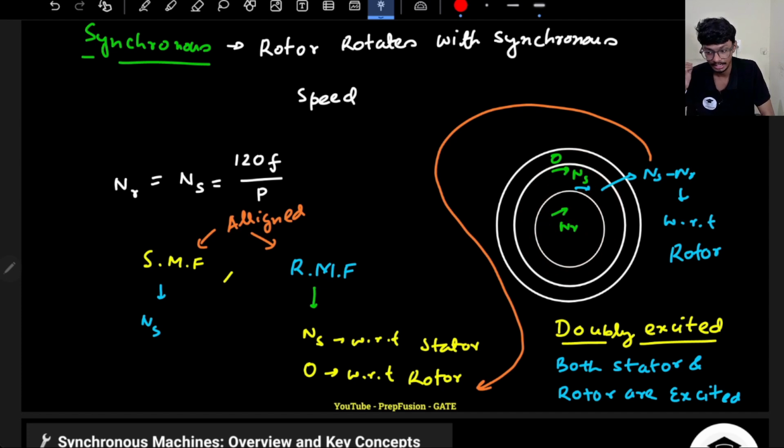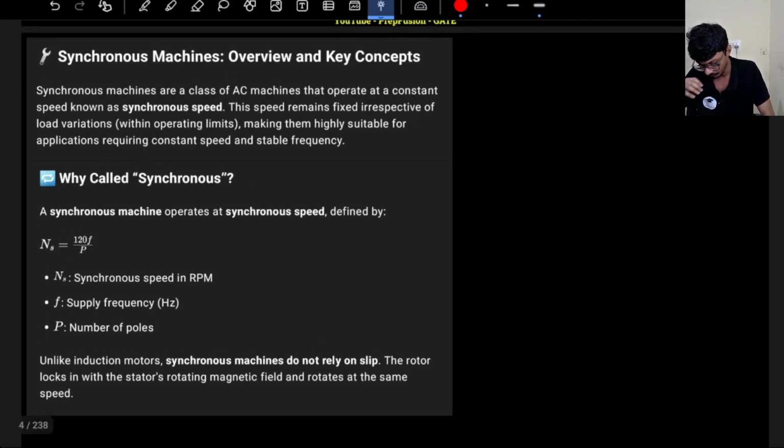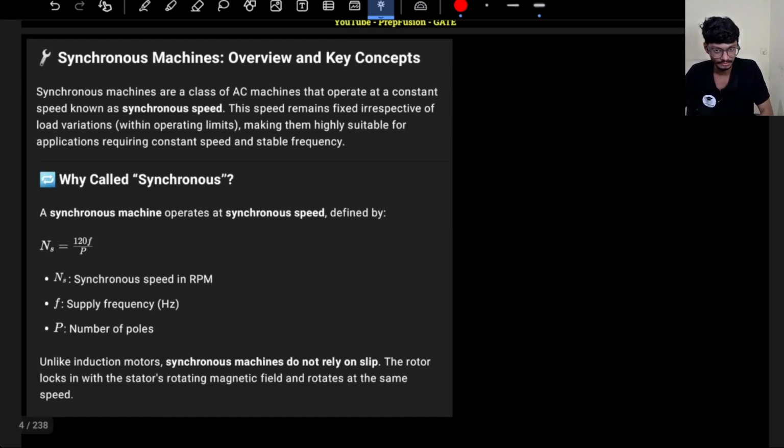In about 8 to 10 minutes, I have explained the basic working principle of the synchronous machine. Of course, we will dive deeper into it. Whatever I am explaining, the same thing is written over here. Synchronous machines are a class of AC machines, same as the induction motor, that operate at a constant speed known as synchronous speed. This speed remains fixed irrespective of load variation.